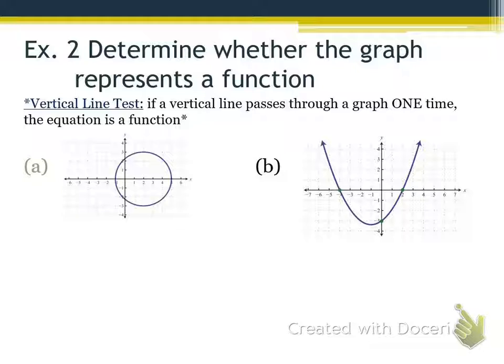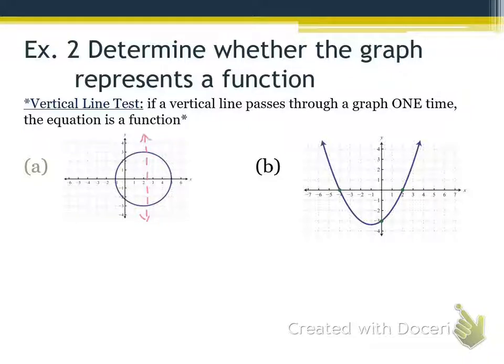If the vertical line passes through a graph one time and one time only, the equation is a function. So, when I do a vertical line, I typically do a dotted line because I don't want it to look like part of the graph. But I can start this vertical line anywhere I want on the graph. And listen, the graph in letter A is the circle. The circle is the graph. All right? So I start at the top of my coordinate plane from any spot, and I work that vertical line all the way down to the bottom.